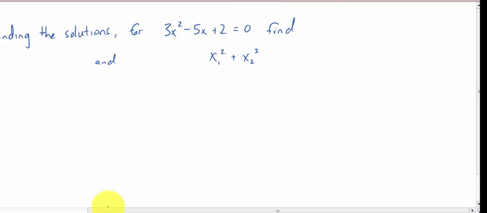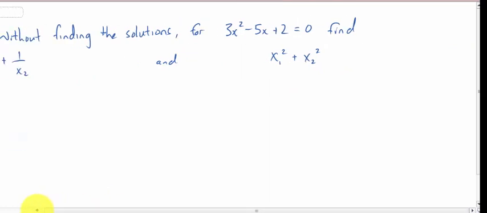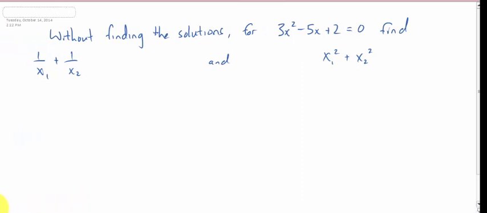Let's look at that idea within this context. Without finding the solutions, I don't care what they are, for this quadratic, find 1 over x1 plus 1 over x2 and x1 squared plus x2 squared. So in other words, the sum of the reciprocals of the roots and the sum of the roots squared. Oh my.